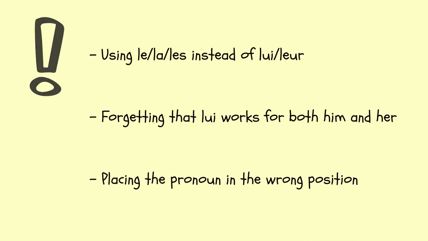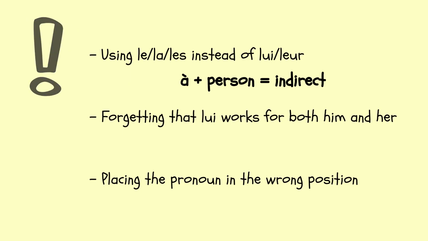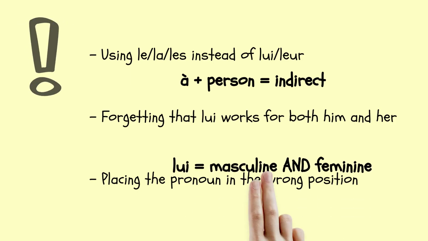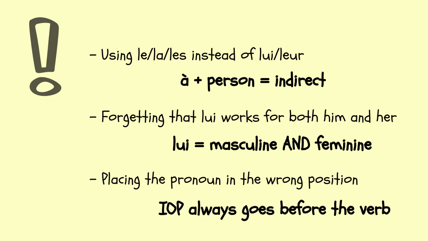So remember, le, la, les are your direct object pronouns for it or them, and lui and leur is to him or to her. So if there's an à plus a person, we use the indirect object pronouns. Lui works for both masculine and feminine, to him, to her, and the indirect object pronoun always goes before the verb that it is being affected by.